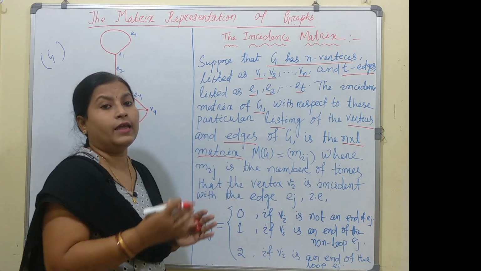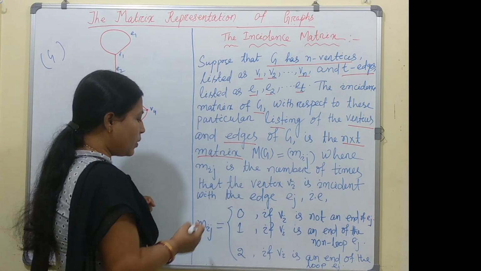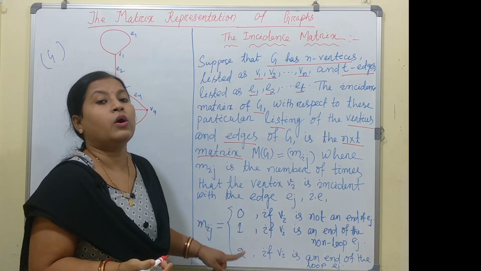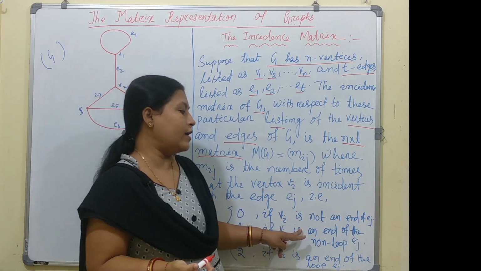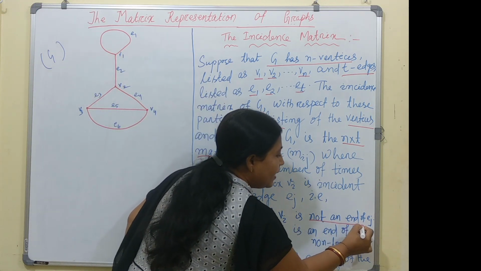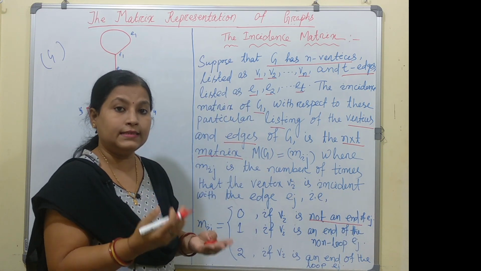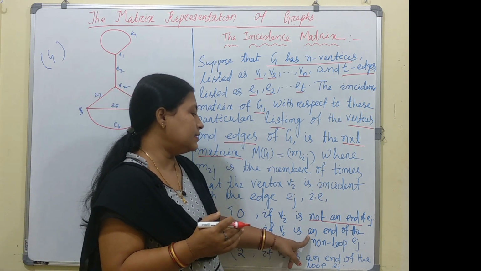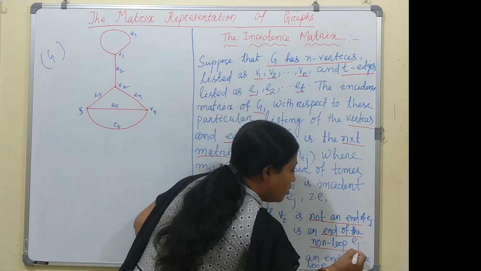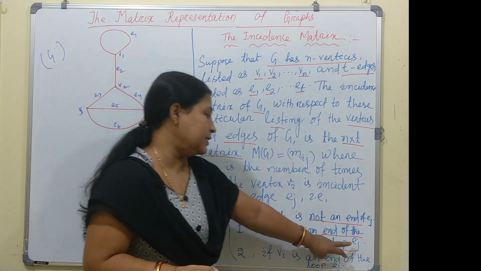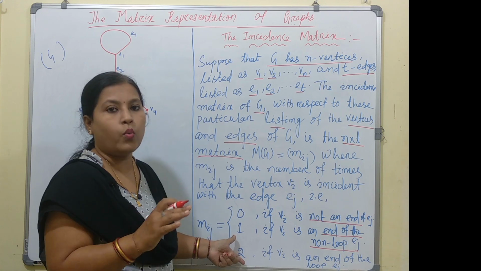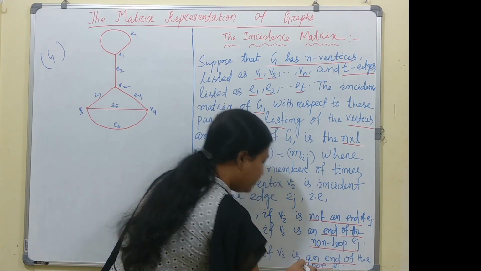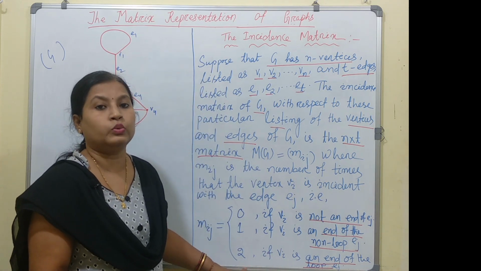Next come to the elements of the matrix. The elements are either 0, 1 or 2. If Vi is not an end of the edge Ej, the element is 0. If Vi is an end of a non-loop edge Ej, then the value is 1. If Vi is an end of a loop, then its value is 2.